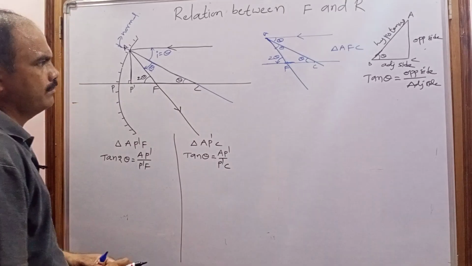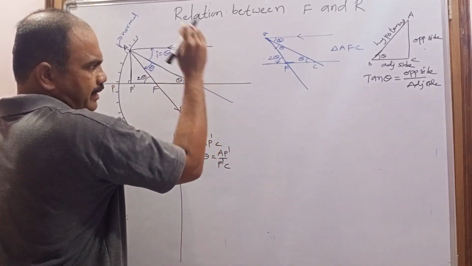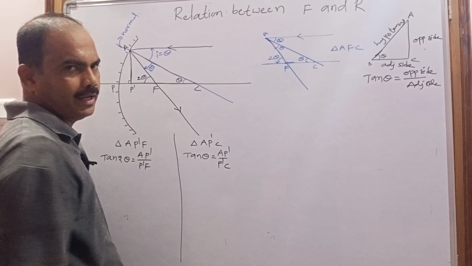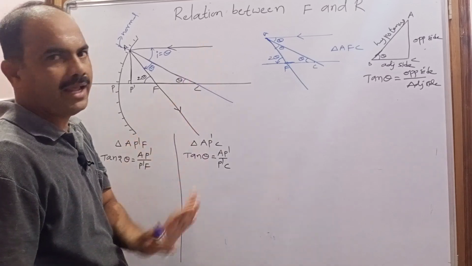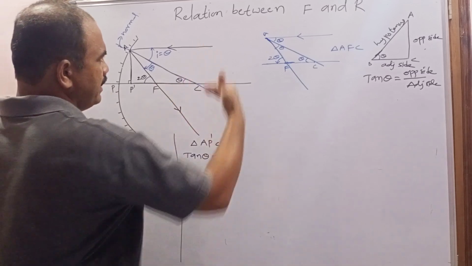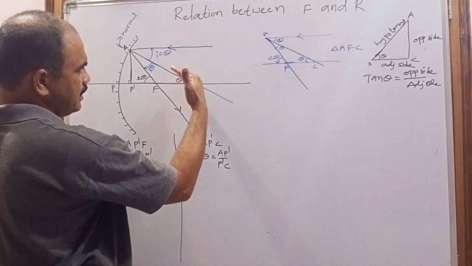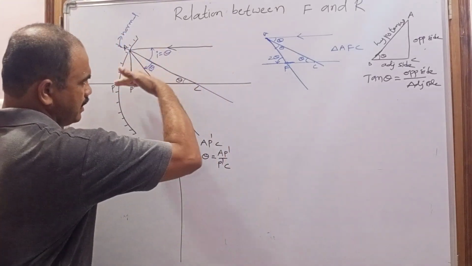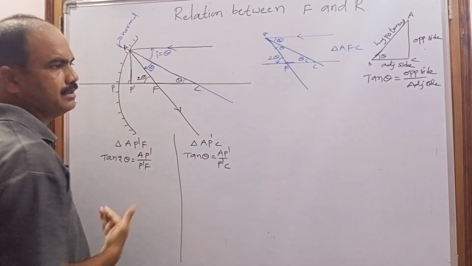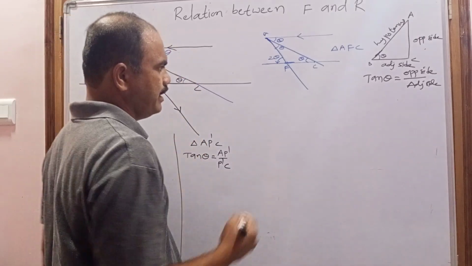Now this is the incident ray. This is very near to the principal axis. That's why these rays are called paraxial rays. When this incident ray approaches the principal axis, this theta becomes small, it also becomes a lesser angle. That can be explained like this.